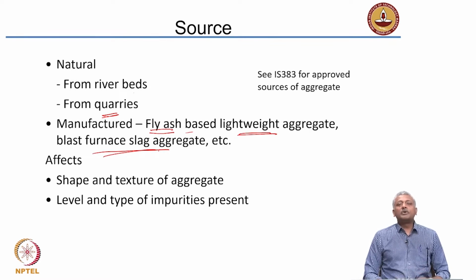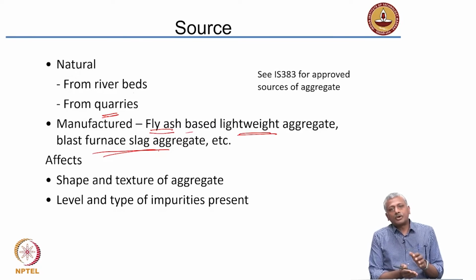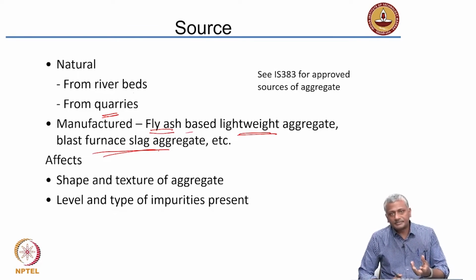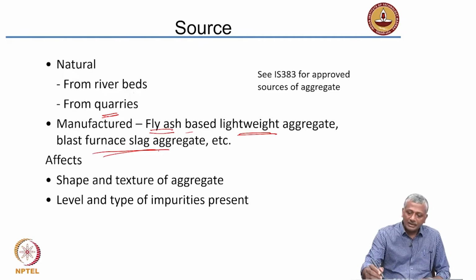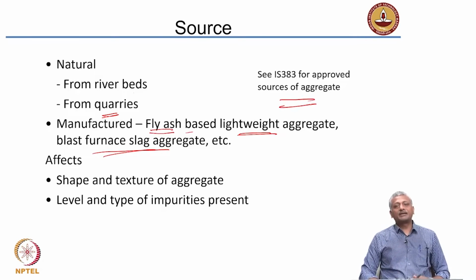The level and type of impurities that are present are also governed by where you are getting this aggregate from. Very often when you have a quarry, in between the deposits of rock, you may have deposits of organic material, right. You may have deposits of clay. So, a lot of the impurity that may come in along with the rock could be based on clay and organic material. Indeed, if you look at IS 383 for different sources of aggregate, it will tell you what to check for in terms of the materials that are not allowed to be used for aggregate and concrete.